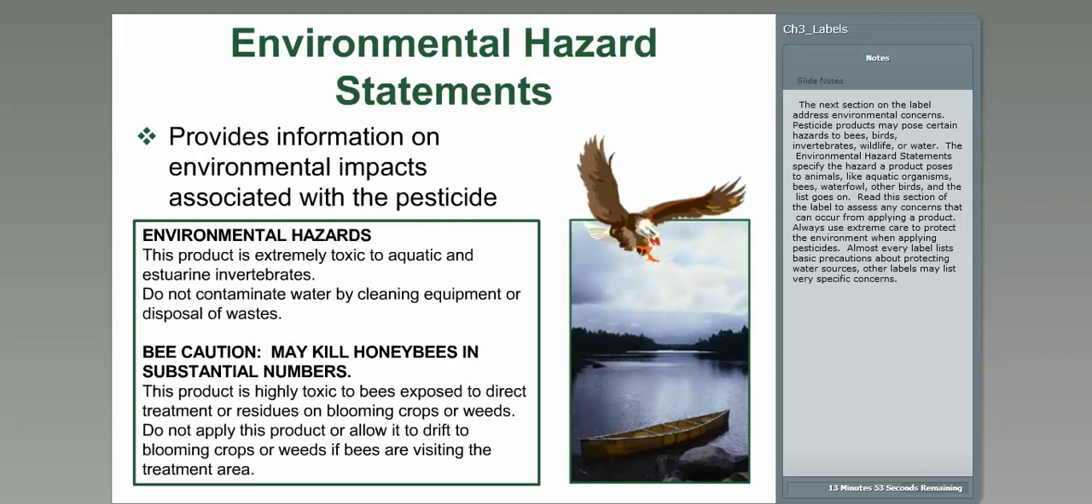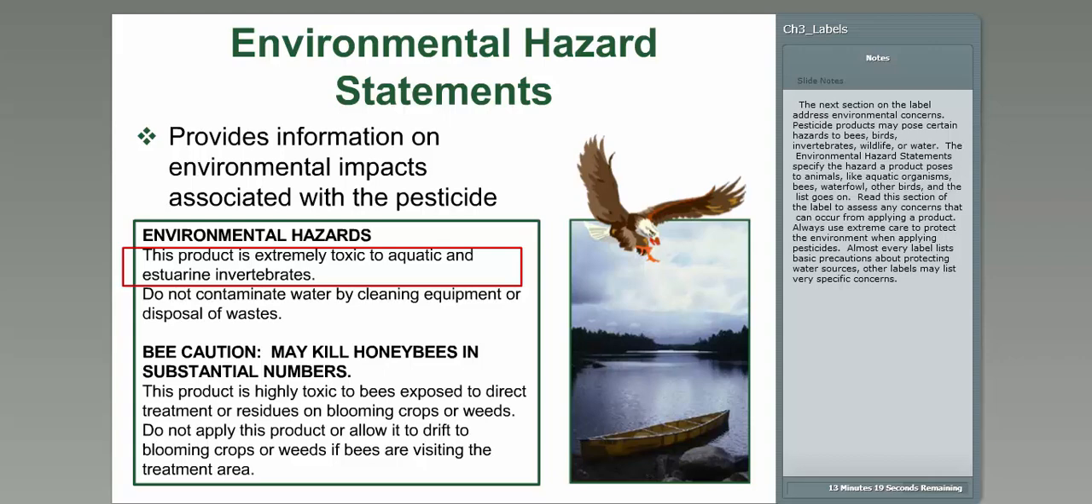The next section on the label addresses environmental concerns. Pesticide products may pose certain hazards to bees, birds, invertebrates, wildlife, or water. The environmental hazard statements specify the hazard a product poses to animals, like aquatic organisms, bees, waterfowl, other birds, and the list goes on. Read this section of the label to assess any concerns that may occur from applying a product. Always use extreme care to protect the environment when applying pesticides.